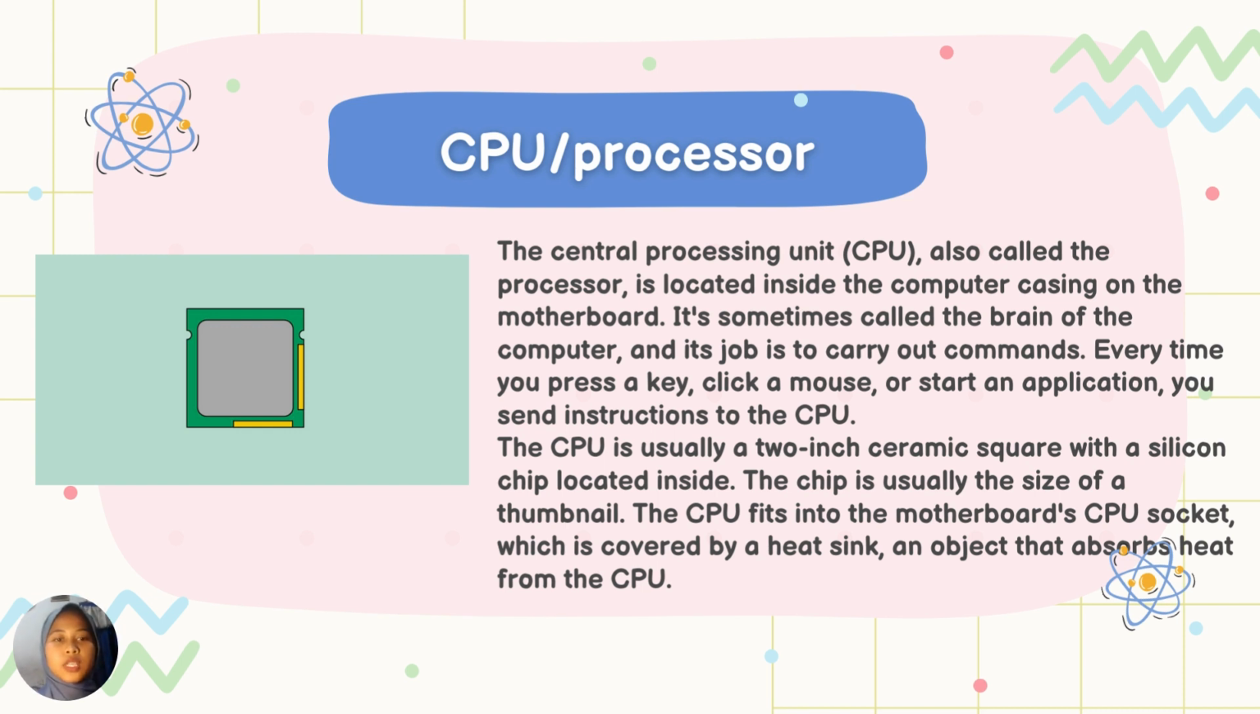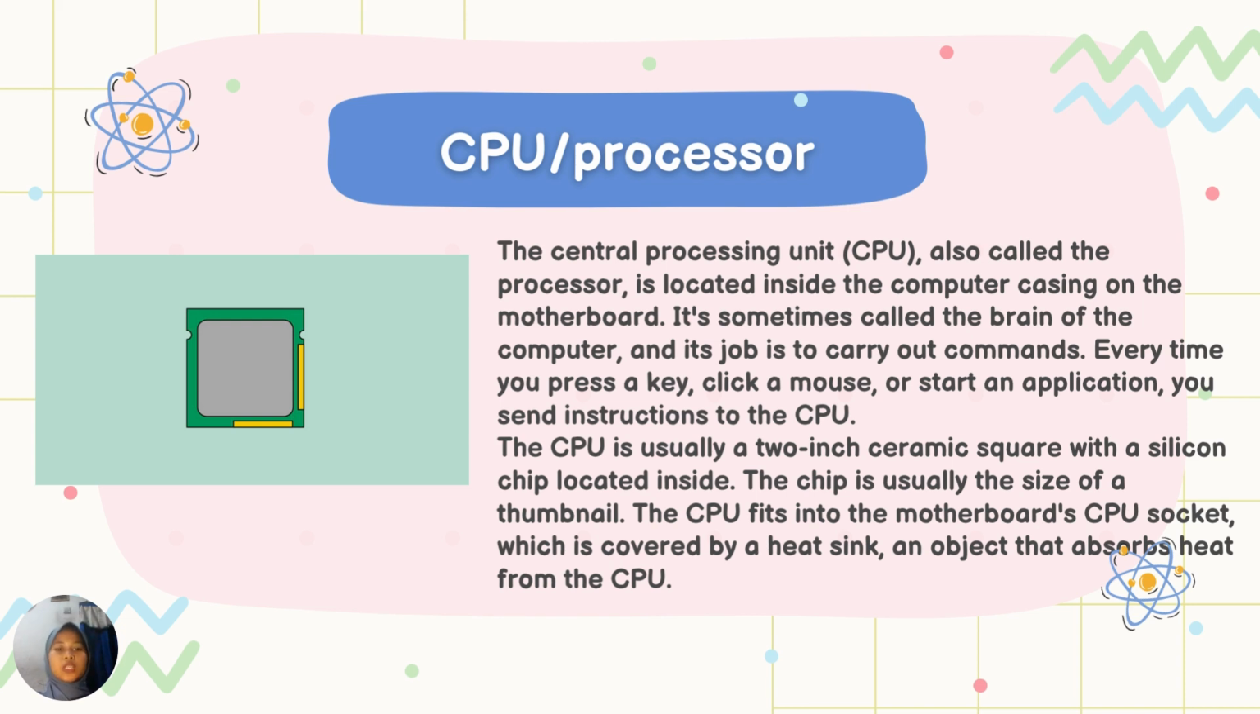Next, the CPU or processor. The central processing unit, CPU, also called the processor, is located inside the computer casing on the motherboard. It is sometimes called the brain of the computer, and its job is to carry out commands. Every time you press a key, click a mouse, or start an application, you send instructions to the CPU.